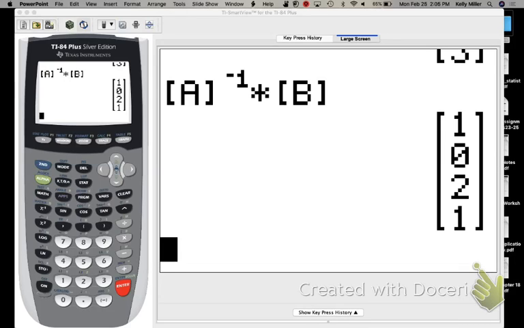Now do it to the second row. 2 matches up with the top one, 1 matches up with the bottom one. So that gets me 3. So my solution is the ordered pair 2, 3. That wasn't too terrible. Right. All right. 24.